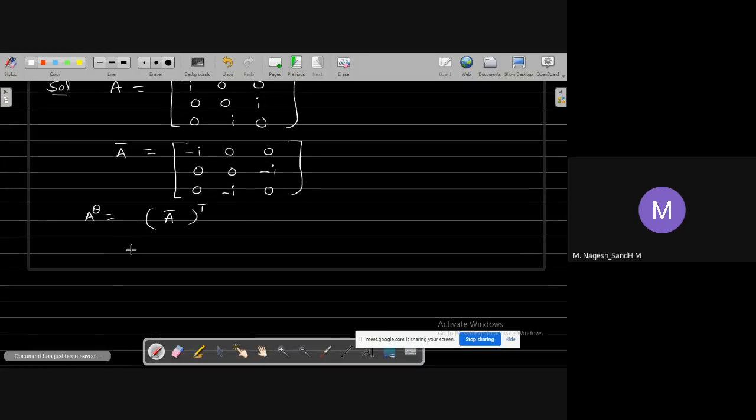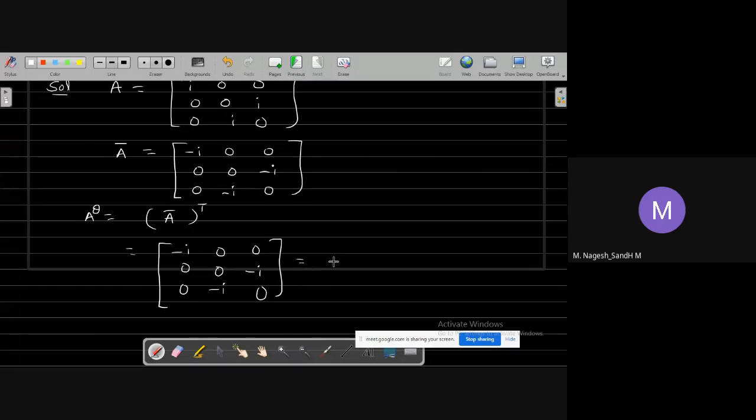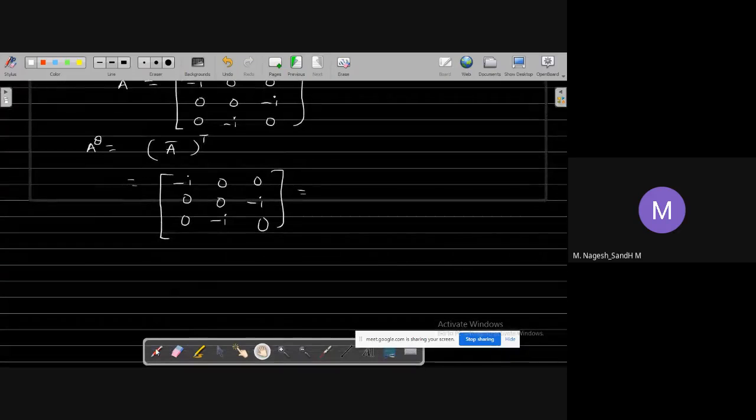So A conjugate whole transpose means transpose it. What will we get? Row as a column: minus i, 0, 0. Next, 0, 0, minus i, second row as second column. Next, third row: 0, minus i, 0. Now if you take minus common, what will we get? i 0 0, 0 0 i, 0 i 0.